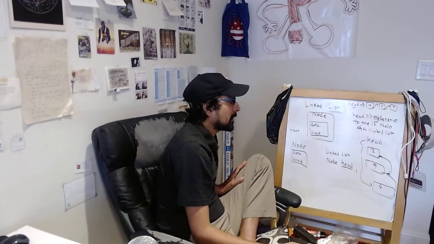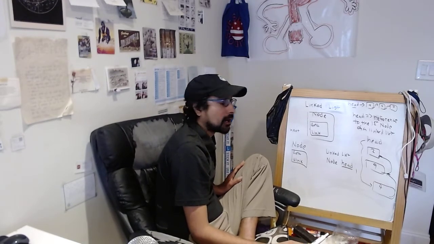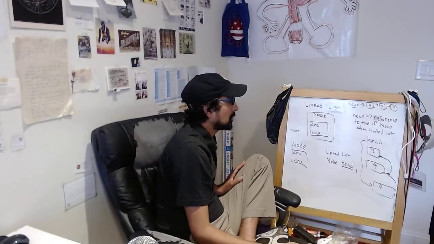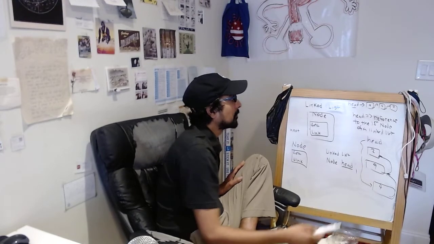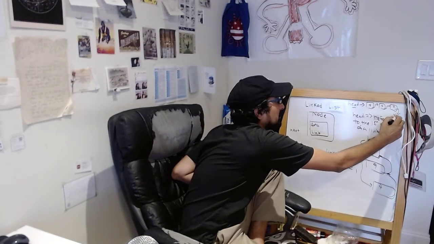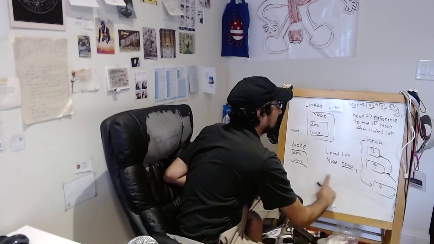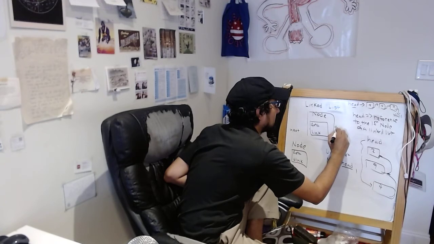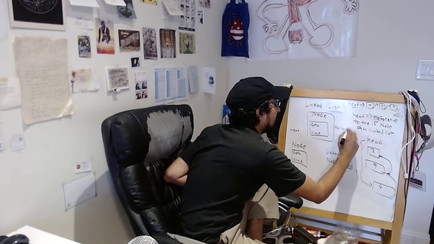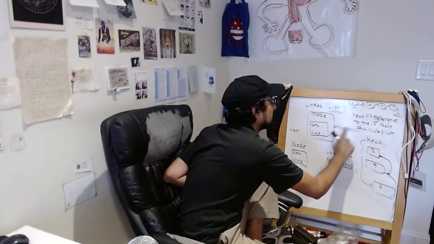All right, good. So head is a reference to the first node of a linked list. And then the last node of a linked list points to null. So the link of the last node of a linked list is null.